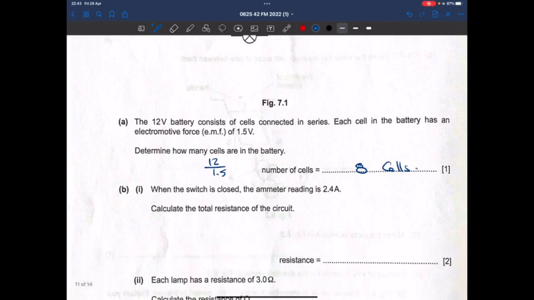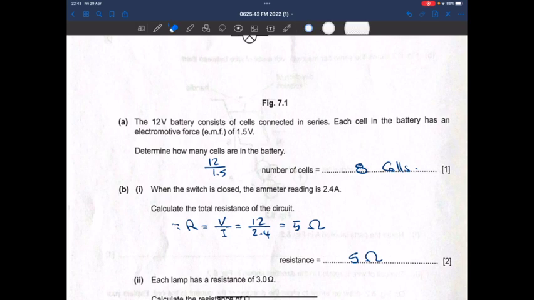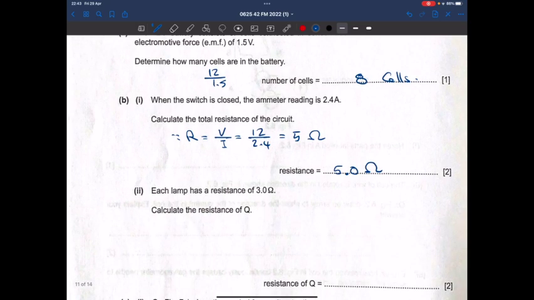When the switch is closed, the ammeter reads 2.4 ampere, this is the total current, and they ask you to find the total resistance. Since the resistance equals V divided by I, the potential difference is 12 as a total potential difference, or total EMF, divided by the total current produced, 2.4. So the right answer here will be 5 ohms. So I'm going to write 5 ohms here. It's better to write 5.0 ohm. Each lamp has a resistance of 3 ohm. Calculate the resistance of Q.